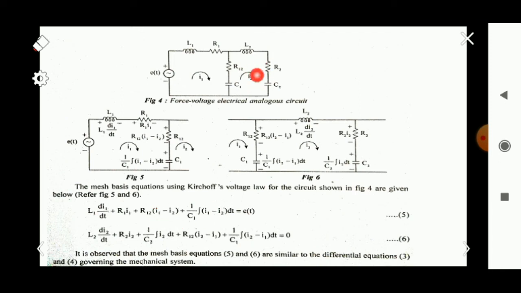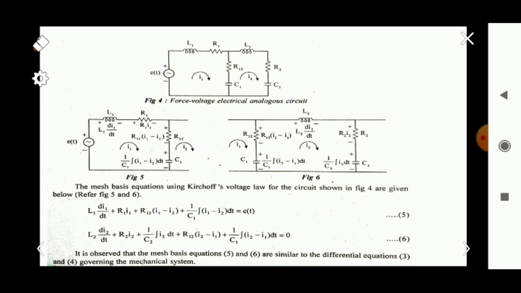The second loop equation, starting from here, is L2 into di2 by dt plus R2 into I2 plus 1 by C2 into integral I2 dt. Then coming over here, R12 into I2 minus I1 plus 1 by C1 into integral of I2 minus I1 dt is equal to 0. There is no applied voltage here, so it is equal to 0. This is the corresponding loop equations.